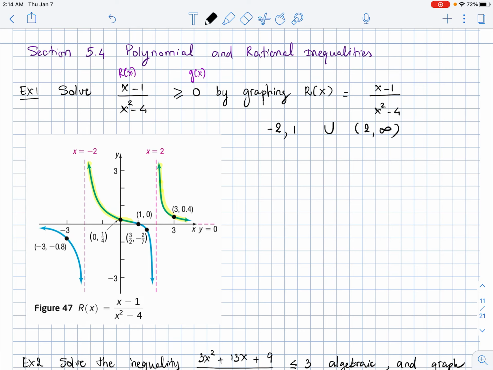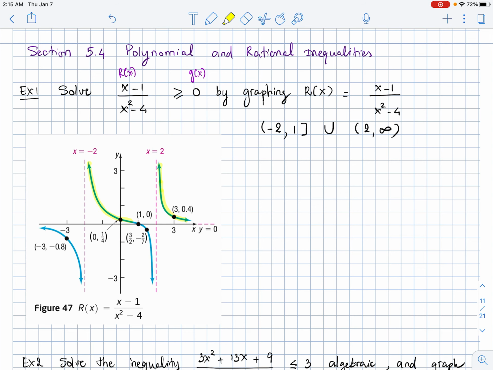Because the domain for this problem excludes 2 and -2, we use parentheses at 2 and -2. And we include the 1 with a bracket because in the inequality we have the equal sign.